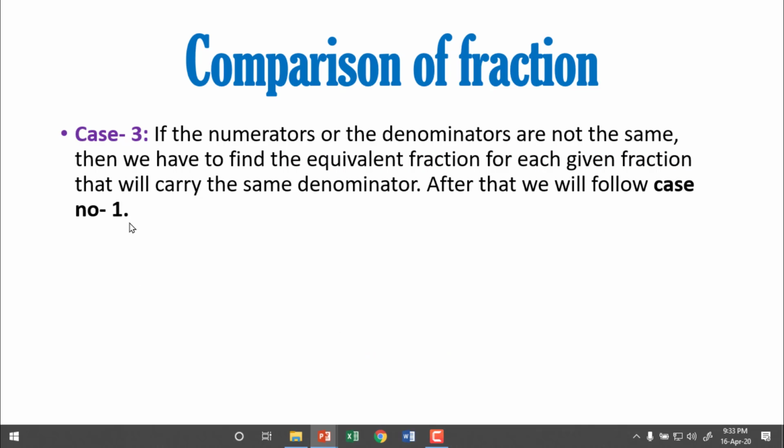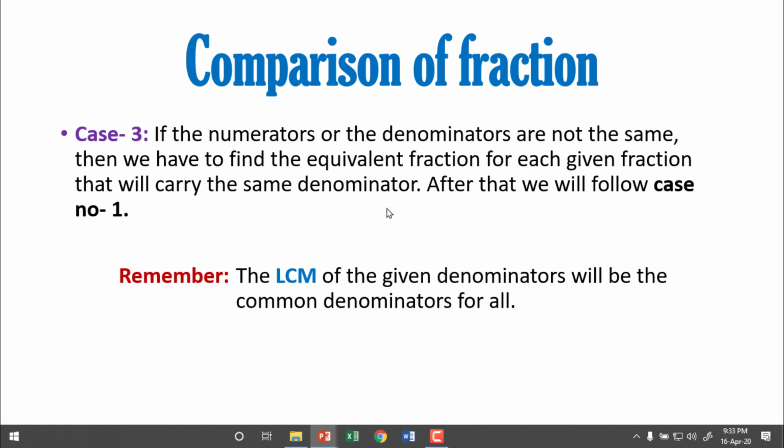Now case number 3. If the numerators or the denominators are not the same, then we have to find the equivalent fraction for each given fraction that will carry the same denominator. That means if the numerators are not the same and also the denominators are not the same, that time we will make the denominator the same. Then we will compare the numerator.